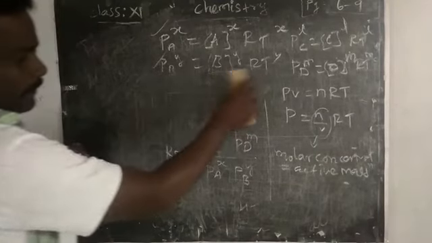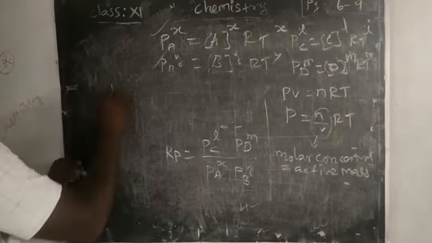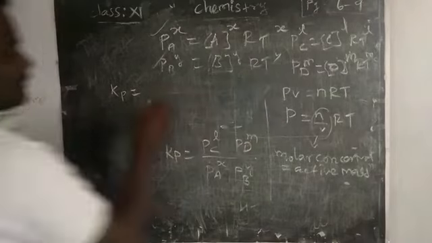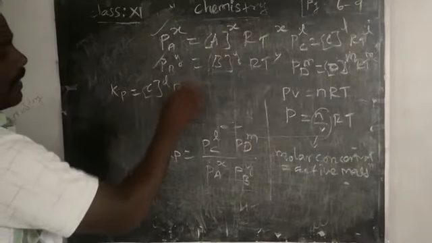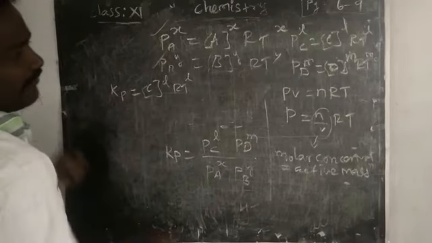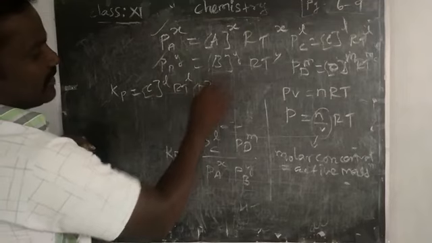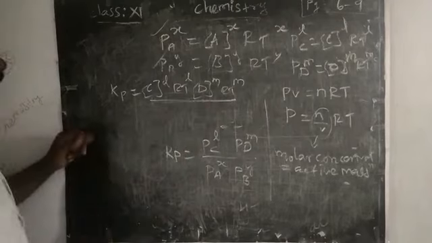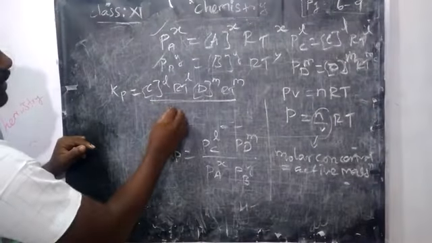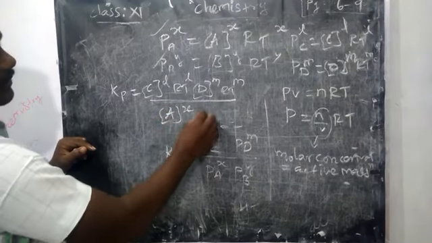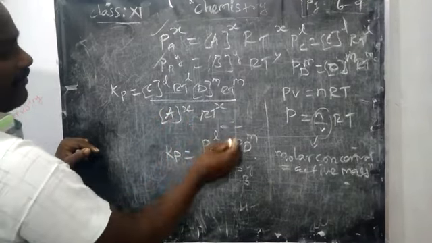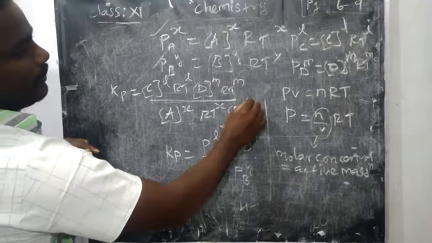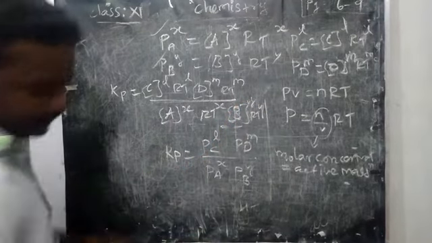So here you just apply in this equation. Kp is equal to P of C power l, which means C power l, RT power l. P of D means D concentration power m, RT power m, divided by P of A power x, which is A power x, RT power x. The same way P of B is concentration power y, RT power y.